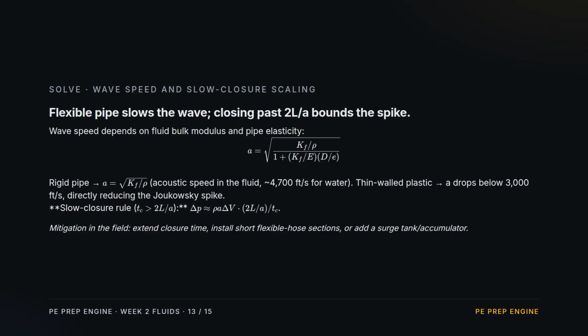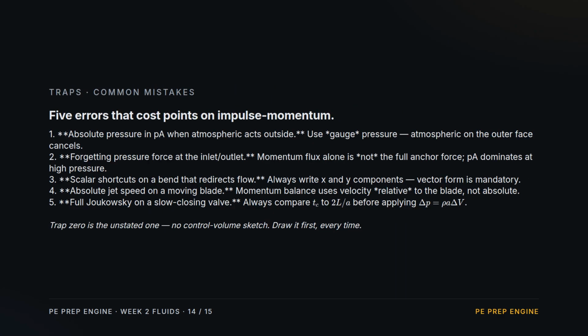3 field mitigations. Extend the closure time, install short flexible hose sections, or add a surge tank or accumulator. 5 errors that cost points. 1. Use gauge pressure in the PA term when atmospheric acts outside. Absolute pressure double counts the atmosphere. 2. Don't drop the pressure force at the faces. The momentum flux term alone isn't the full anchor force, and at line pressures, it's the smaller piece.